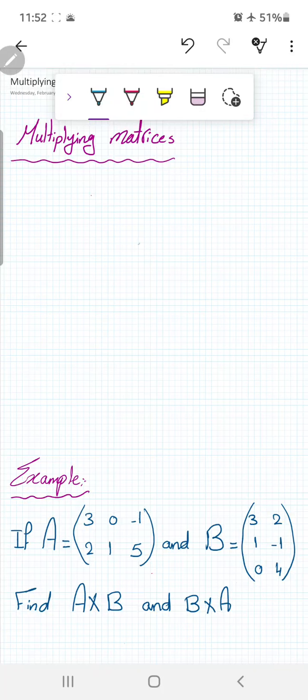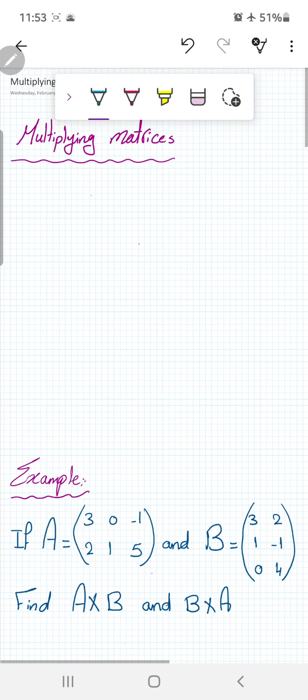Hello everyone. Our lesson today is lesson 3, multiplying matrices. We said before how to add two matrices, and we have a condition. They must have the same order. Okay, what about the condition of multiplying matrices?